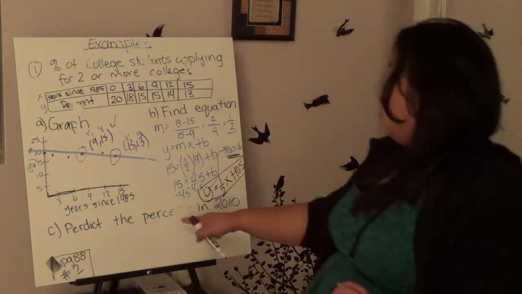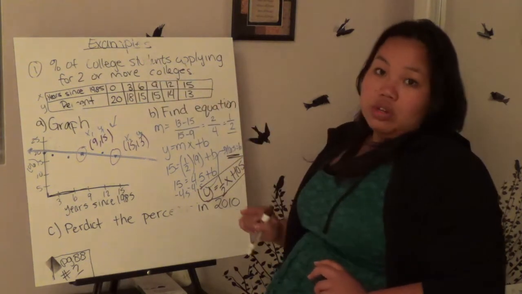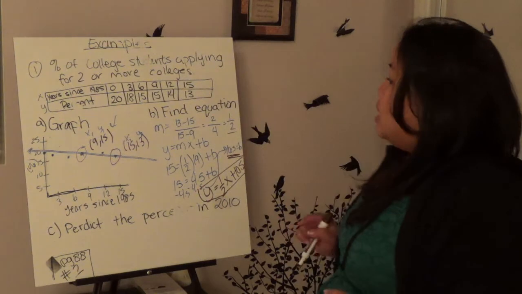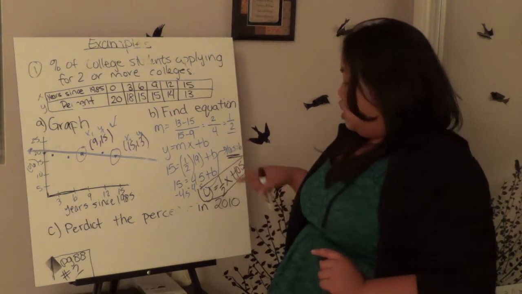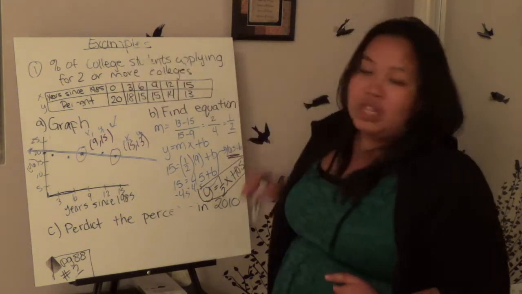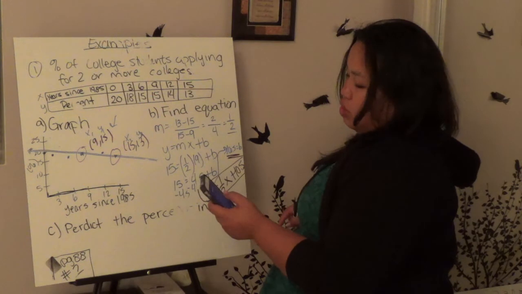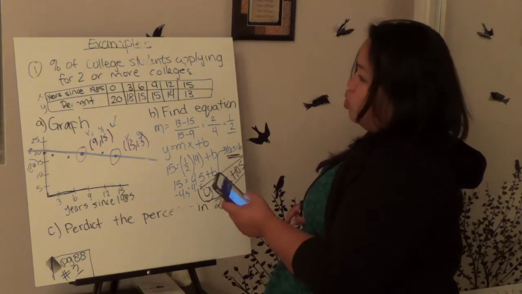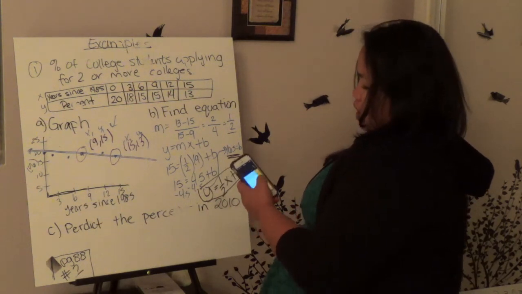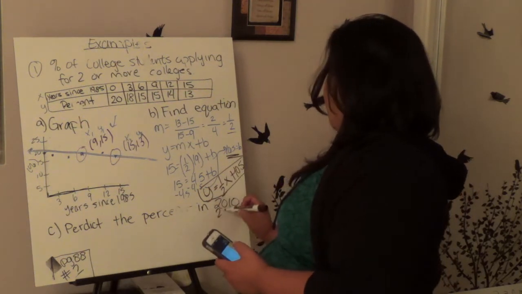So we want to predict the percent in 2010. The problem is these numbers are not in years. They're actually years from 1985. So how do I find what 2010 is? Well, the simple thing to do is to take 2010 and subtract 1985 so that we know how many years. So we're going to take 2010 and subtract 1985. This gives us 25. So this is 25 years.